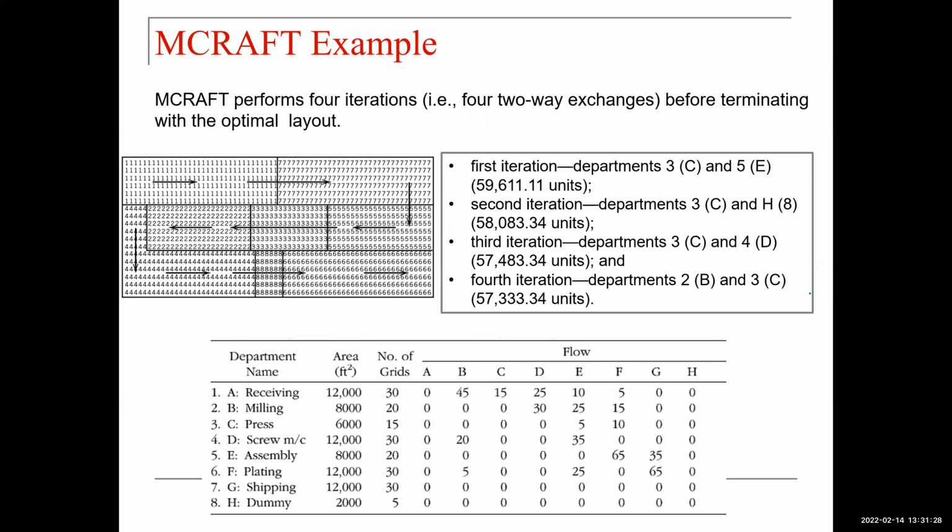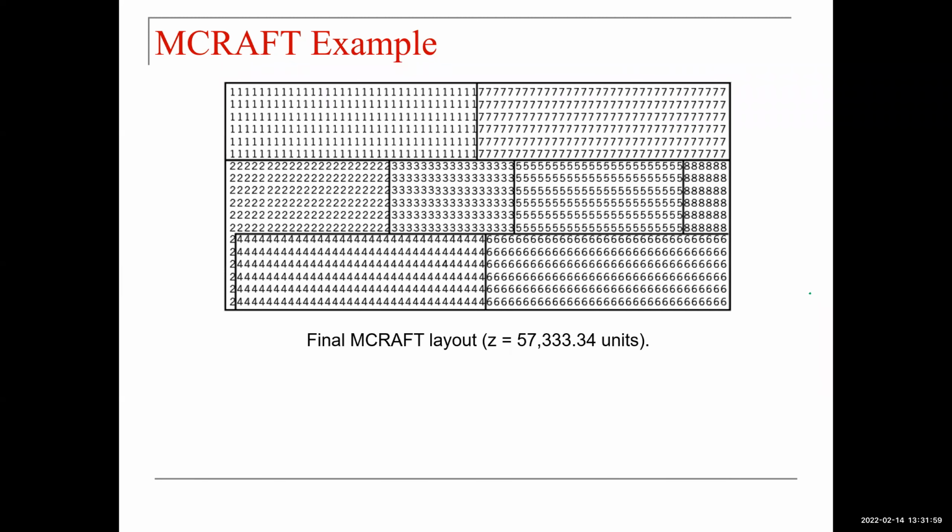So you can see in the first iteration, again, this is computer-based, so I'm just illustrating the process, departments 3 and 5 were swapped, these 2. In the second iteration, 3 and 8, these 2. And in the 4th iteration, departments 2 and 3, these 2, were swapped, and these are the costs associated with those swaps. And then this is the final layout based on those swaps for mCRAFT. So again, the idea for this one is that it proceeds in the same way that CRAFT does, computing the performance measure the same way, but now we are constraining our swaps to be within these bands.